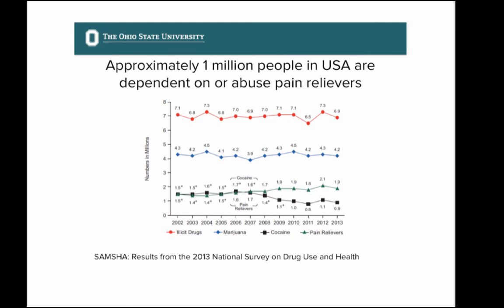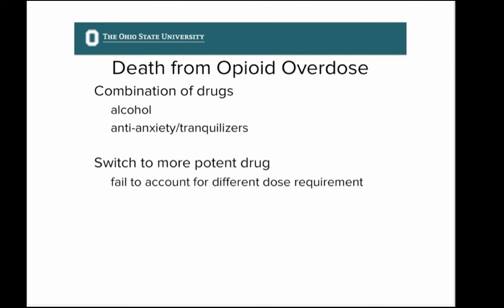But more common is combining drugs with things that might not be considered dangerous, like alcohol or the anti-anxiety drugs and tranquilizers, all of which inhibit breathing. And when you put a little bit of inhibition of breathing from one agent and more from another agent and more from a third agent, now you get into a dangerous situation. The other problem is switching drugs. If I get a drug in the same family that works at a lower dose, I may mistakenly use the same amount that I've been accustomed to and overdose because I failed to account for the difference in potency.